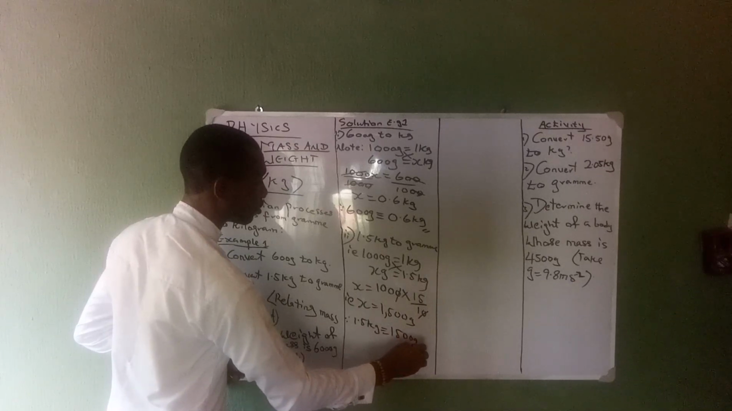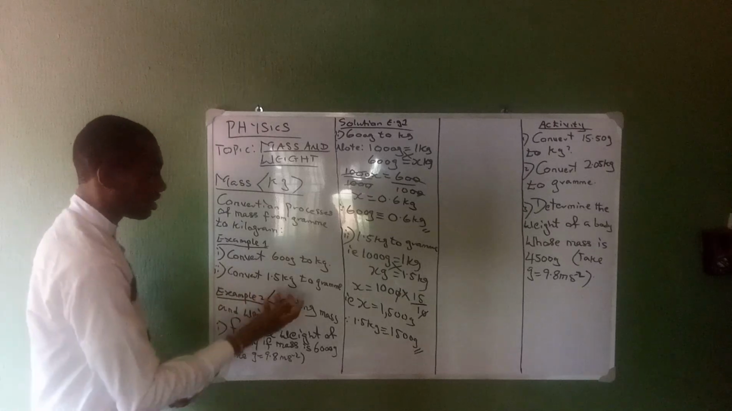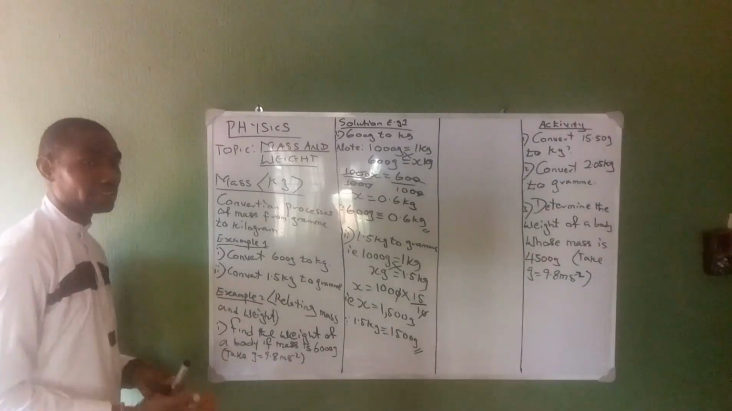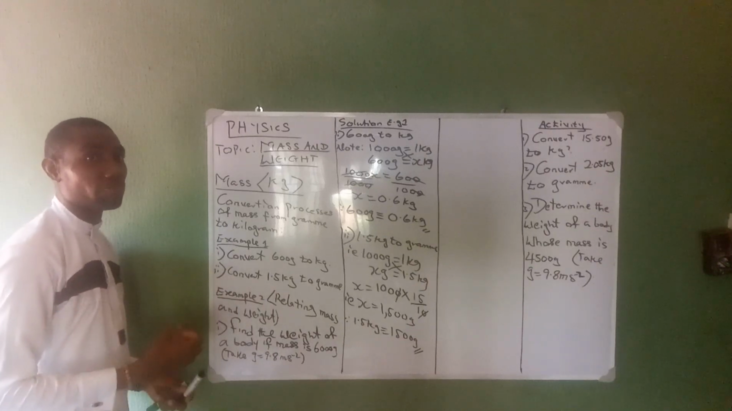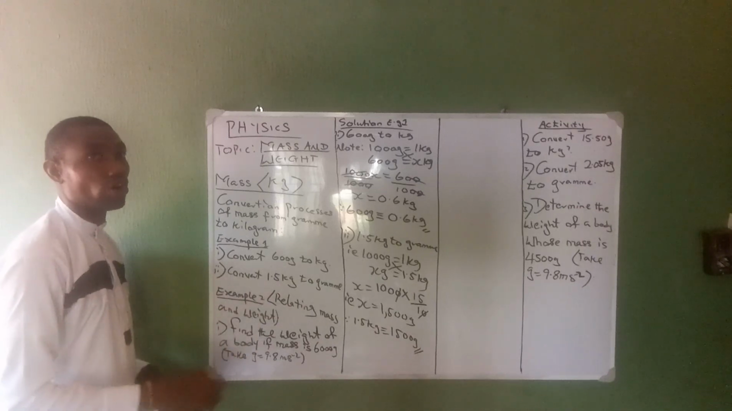So that is the conversion of kilogram to gram. Now let us look at example 2, where we relate mass and weight. Remember, we define mass as the quantity of matter present in the body, while weight is described as the earth pull of the body.